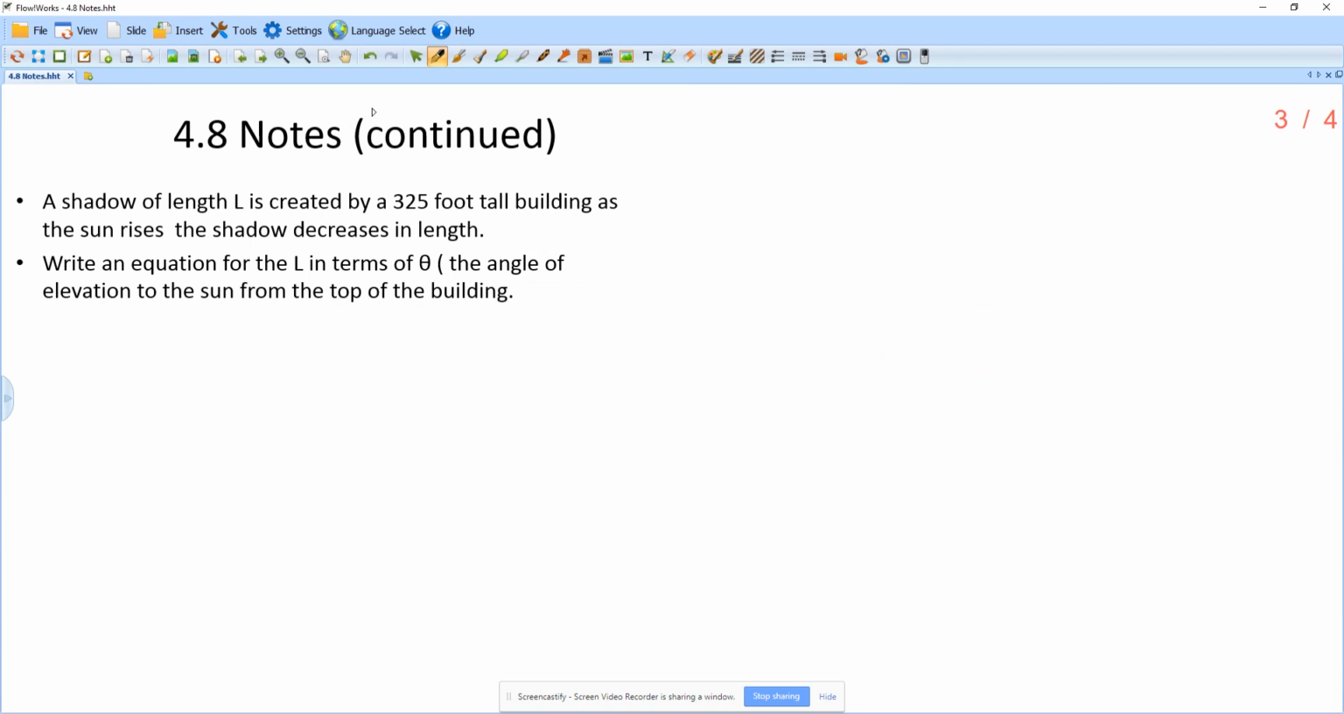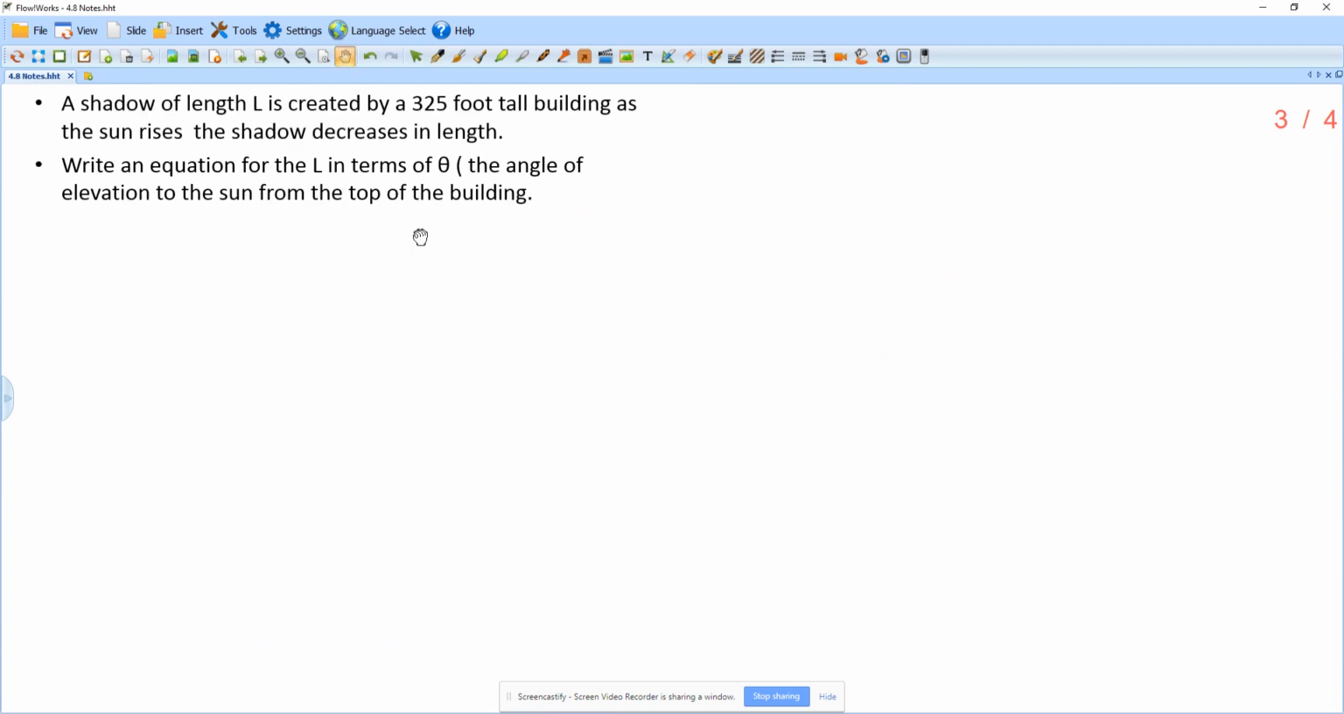All right, then moving into a contextual problem, so something that has a word or scenario with it. A shadow of a length L is created by a 325-foot tall building. As the sun rises, the shadow decreases in length. Write an equation for the L, the shadow length, in terms of theta, the angle of elevation to the sun from the top of the building.